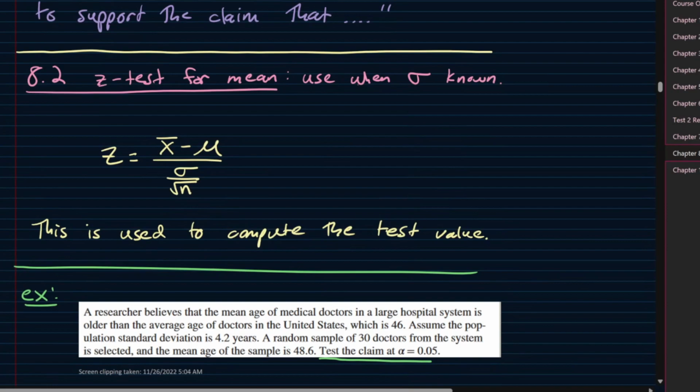And it says a researcher believes that the mean age of medical doctors in a large hospital system is older than the average age of doctors in the US, which is 46. Assume the population standard deviation is 4.2 years. A random sample of 30 doctors from the system is selected, and the mean age of the sample is 48.6. So we know the population standard deviation, so we know it's going to be this z-test and this z-formula.